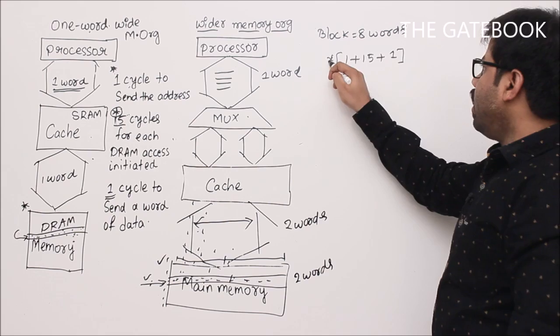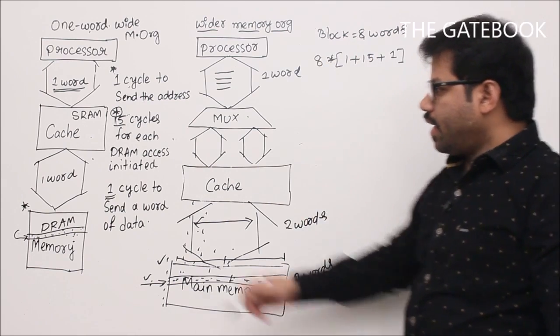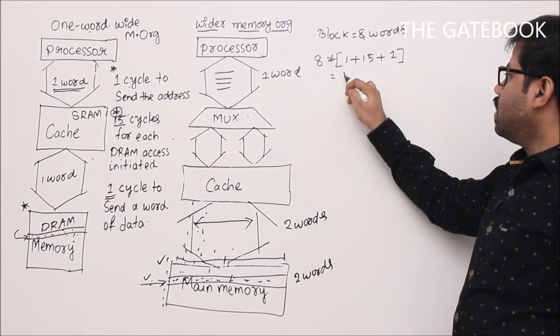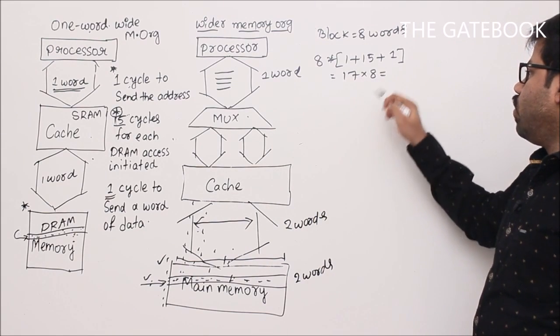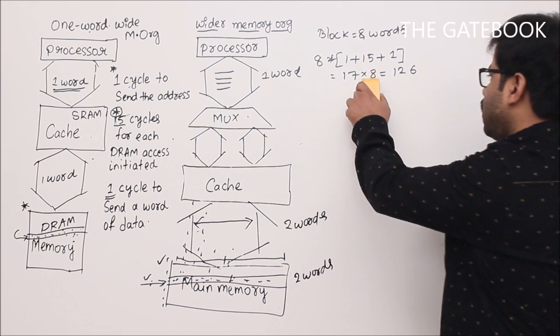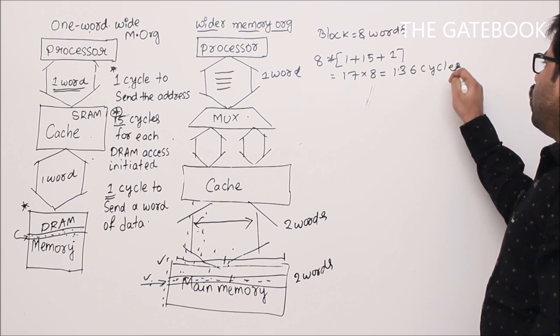But we have to do that 8 times, right? Because 8 words should be transferred one by one. At a time only 1 word can be transferred because of the width of your bus. It would be 17 into 8. I think it would be 126 or 136. 8 7 56, 5... it is 136. So 136 cycles.